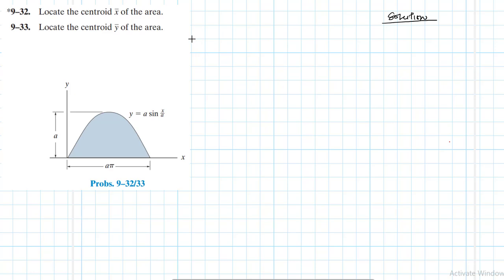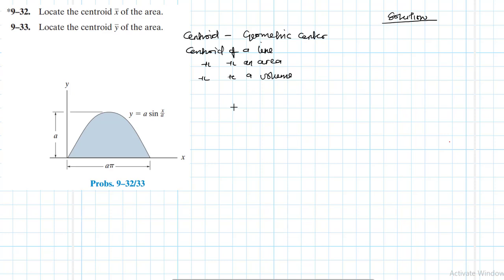Let's briefly talk about what centroids are. Centroid is basically the geometric center. This can be the geometric center of a line, of an area, like in this particular case, or of a volume. So we have what is called the centroid of a line, the centroid of an area, and the centroid of a volume.